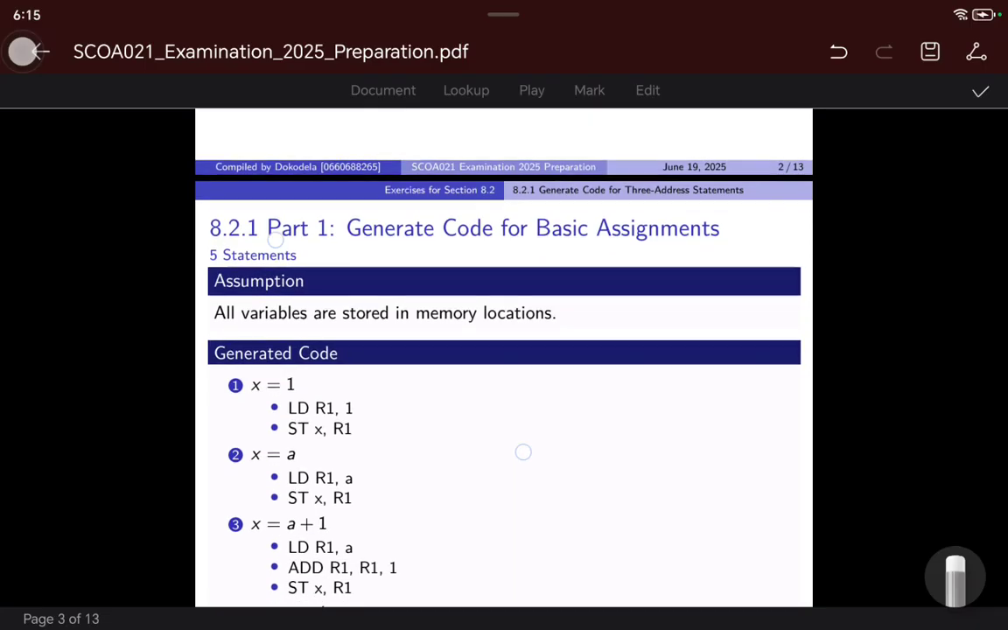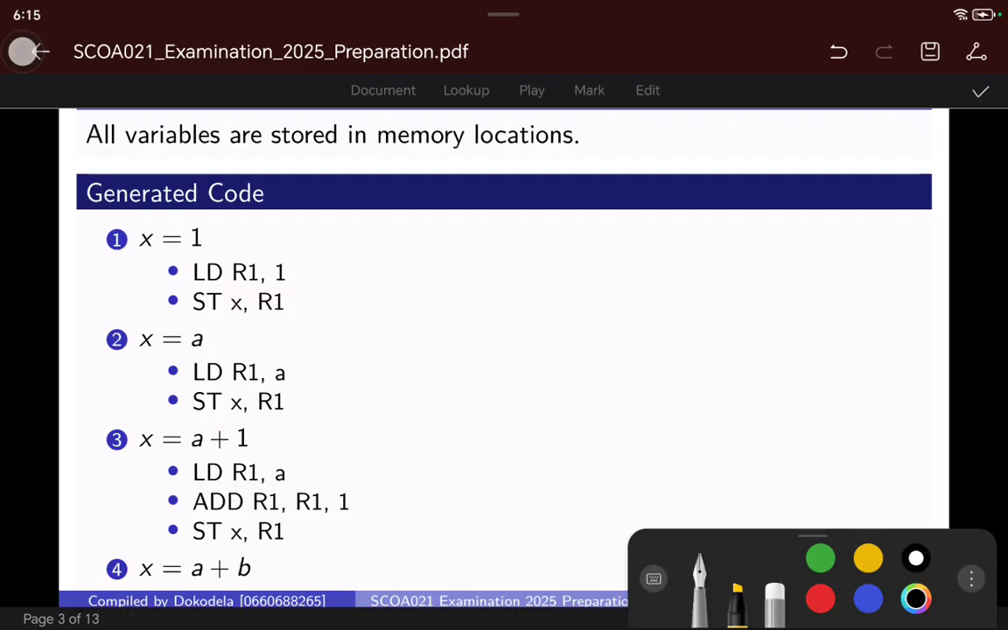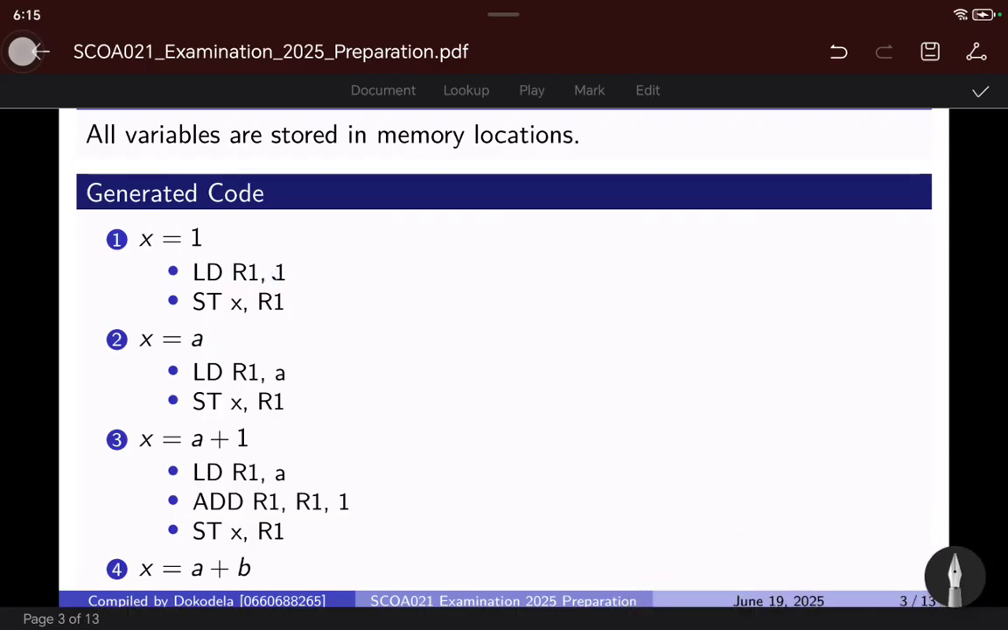So now with this one, let's say we're given x equals 1. When you're given that x equals 1, the first thing you need to do is load this 1 into a certain register. So we load 1 into a register. That's right. Here we're saying we are loading 1 into a register. In other words, R1 is equal to 1.